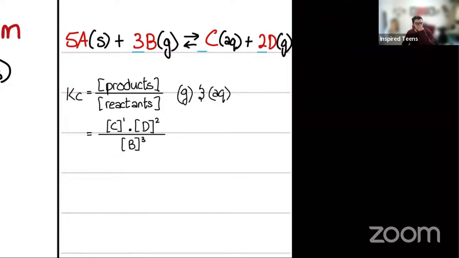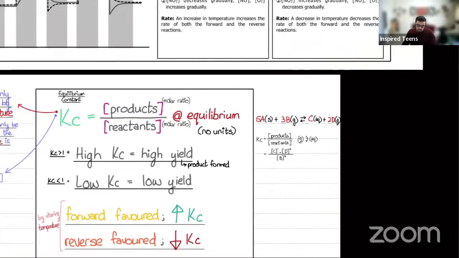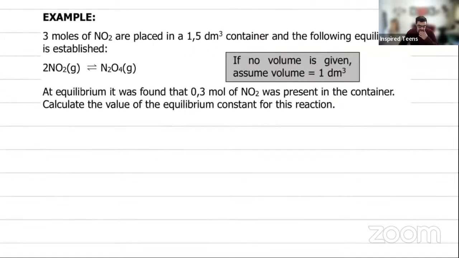There we go. So Kc is equal to the concentration of the products divided by the concentration of the reactants. If there are multiple products or multiple reactants, we multiply each concentration and put it to the power of its molar ratio, always. So that's an example of how we conduct it. Let us finish this example.